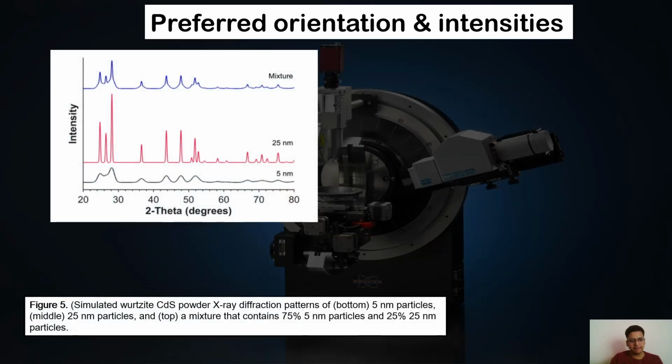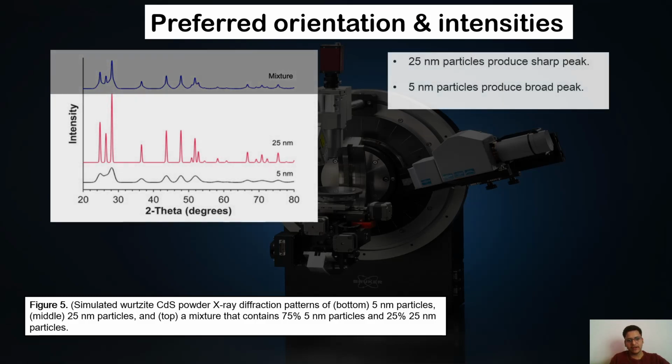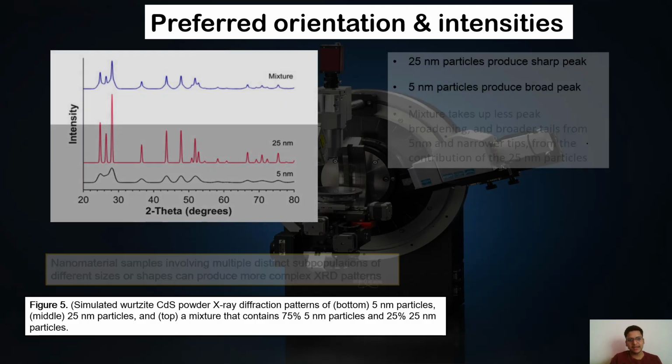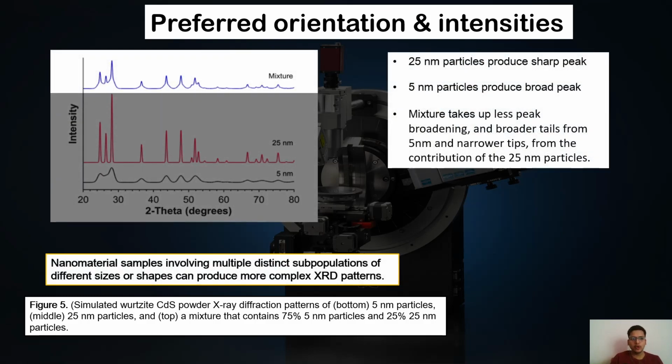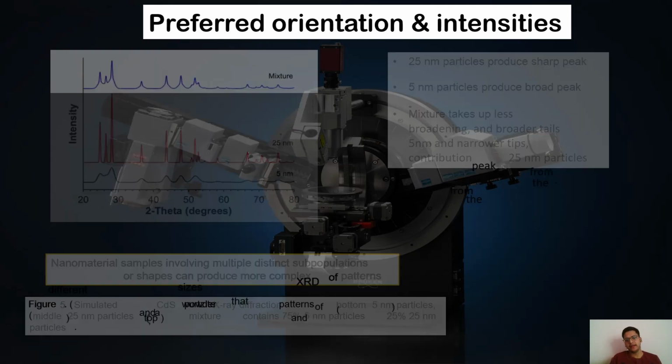Now another example is CdS. You can see there is a 5 nanometer sample and a 25 nanometer sample. If you combine these two, what will happen? 5 nanometer particles show a broad peak, 25 nanometer particles show a sharp peak. If you mix them up, you will get the blue one. The blue one contains a sharp peak and broad tails. Okay, moving ahead now.